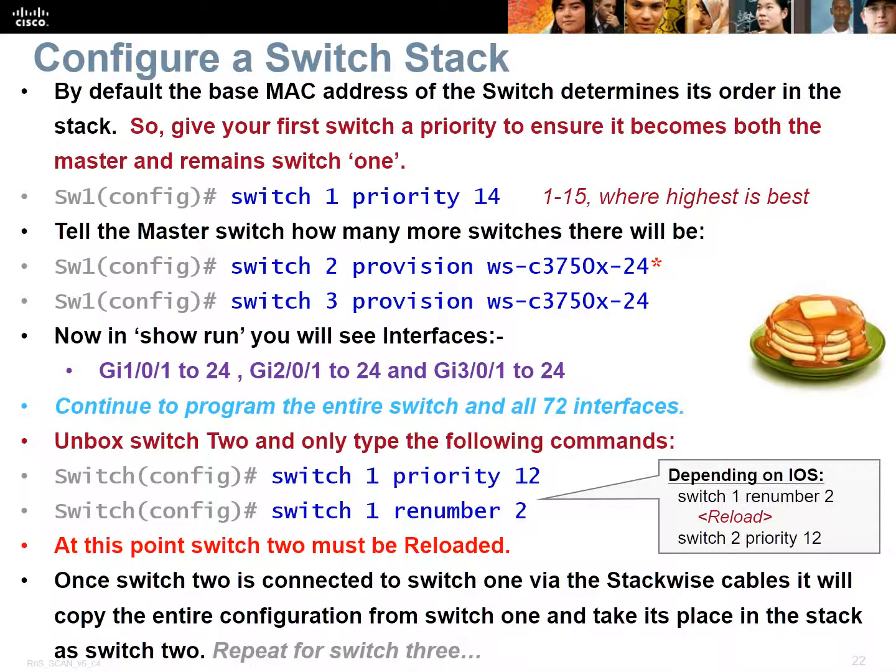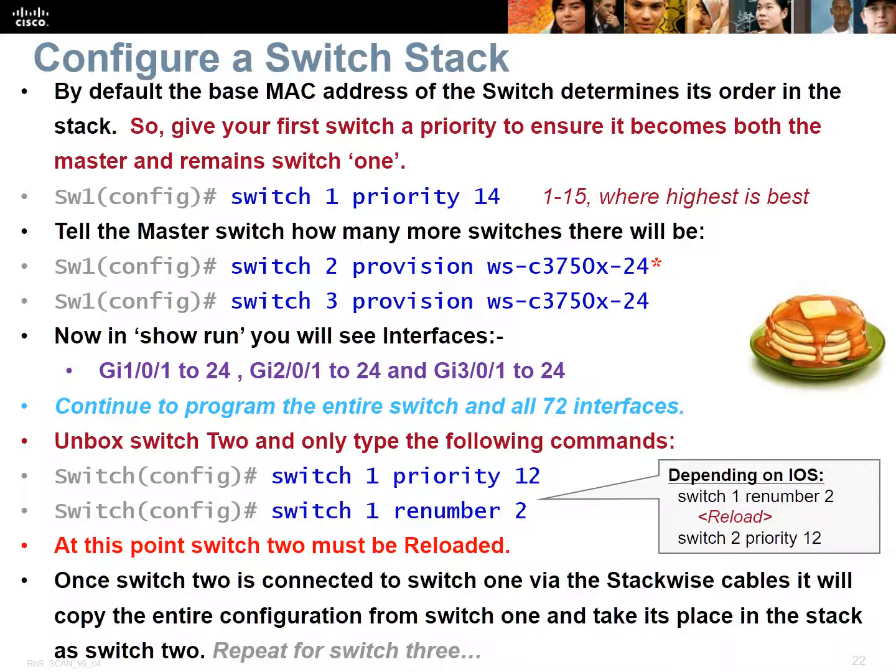So, when you want to build a stack, you need one switch to take charge. You say, all right, you're switch number 1, you are going to be priority 15. Now we need to tell switch 1 there's going to be a switch 3 and a switch 4. This is a good thing about Stackwise: they don't have to be identical families. You can mix and match PoE, and some of the characteristics. It's not advised, but it can be done.